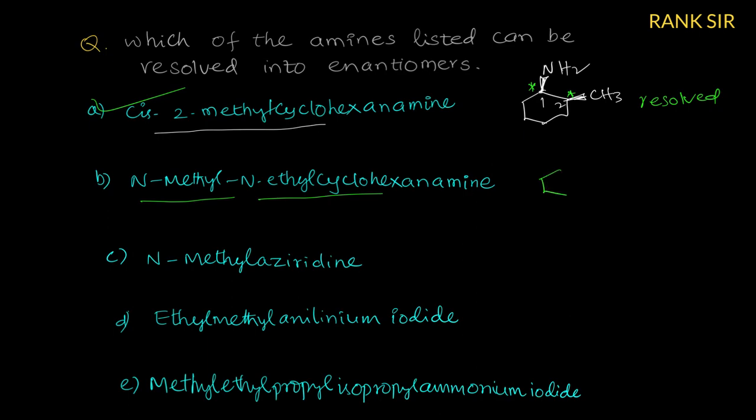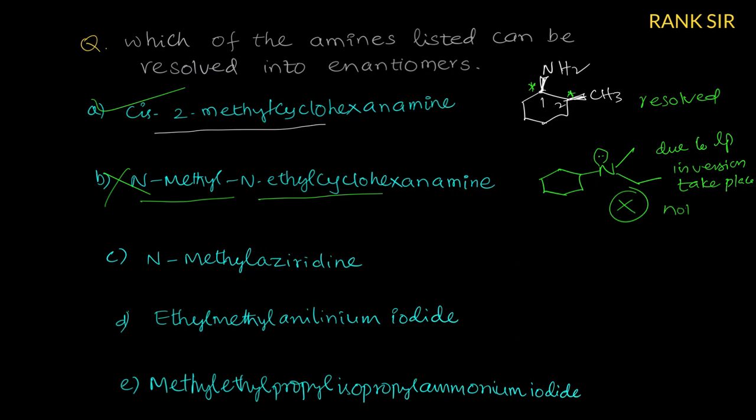Next one, read what they have given here: N-methyl, N-ethyl cyclohexanamine. First of all, we have to write cyclohexanamine, cyclohexane, and on this nitrogen one is methyl, another is ethyl. So these are three different groups, and one lone pair will be present. In the starting we studied that if a lone pair is present, it is free to undergo inversion. So due to the lone pair, inversion takes place. When inversion takes place, we cannot resolve this. It cannot be resolved. So this is not the answer.